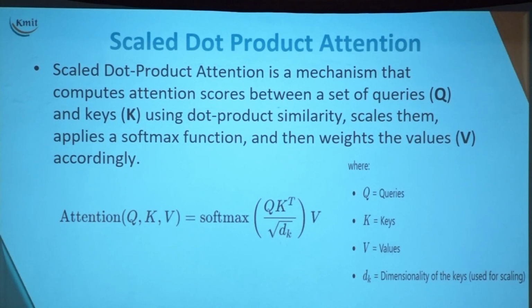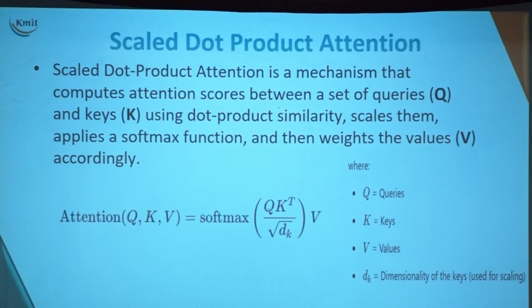Are you clear? Whatever be the dimension of your key, the length of your tokens, you divide your dot product by the square root of that. It helps you to normalize it. The range of your dot product will not explode because of that. Computations will be easier. So that's why we are dividing by the square root of dk.